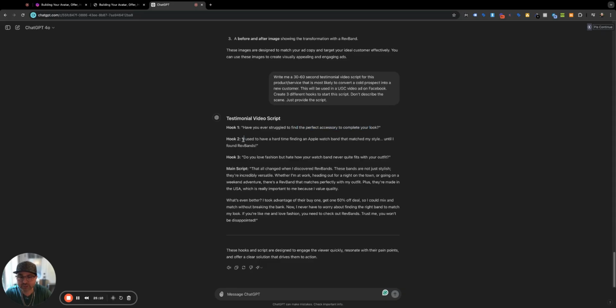I used to have a hard time finding an Apple Watch band that matched my style until I found Rev Bands. Hook 3: Do you love fashion but hate how your watch band never quite fits your outfit? So those are the 3 hooks, and then we go right into this main script.